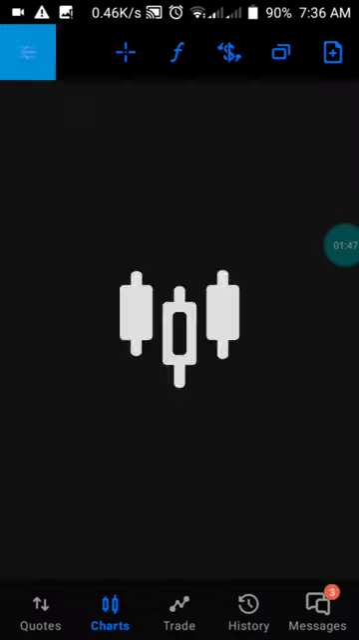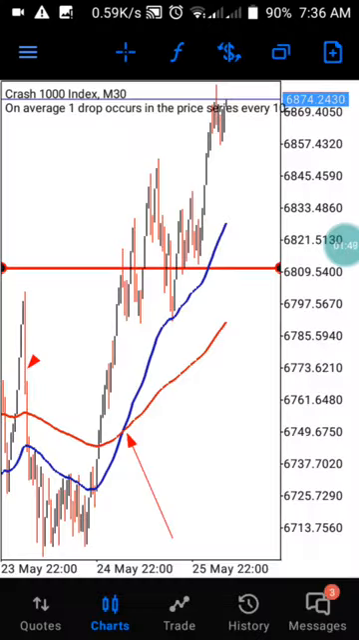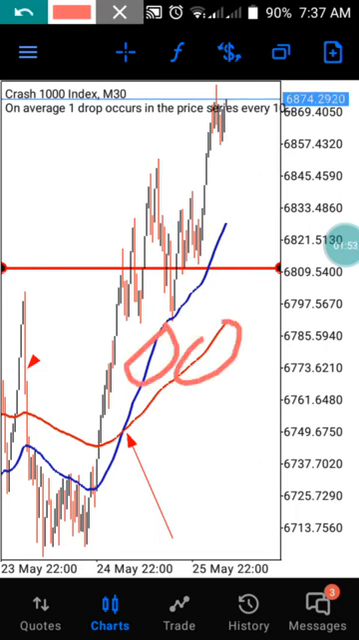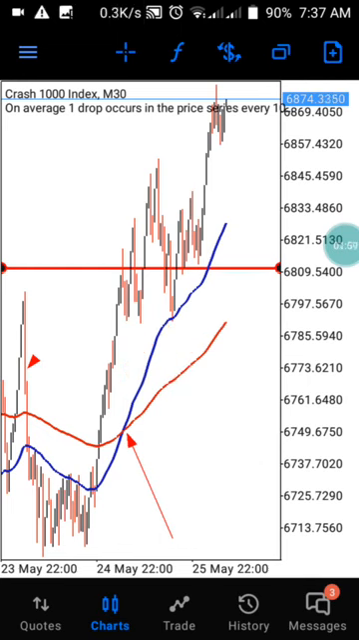Once you set this up, you will have these two moving averages on your chart, the blue and the red line that you are seeing here. These are exactly the two moving averages that we are going to be using in today's video.